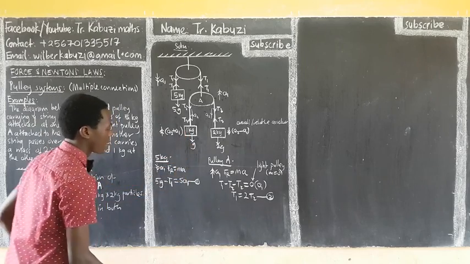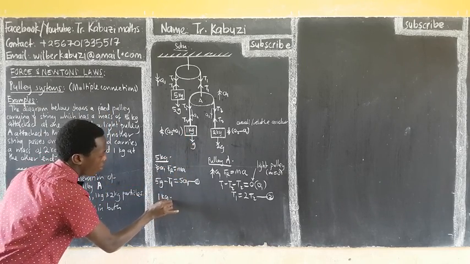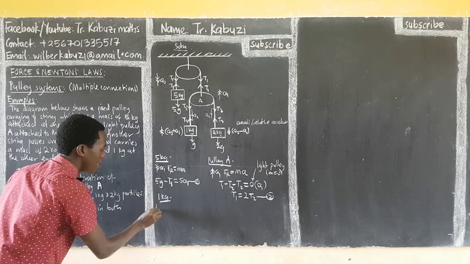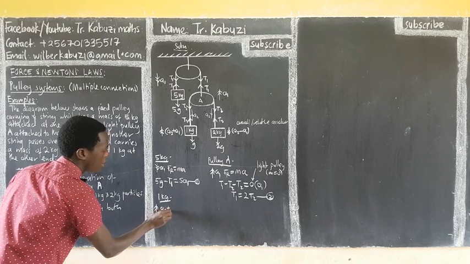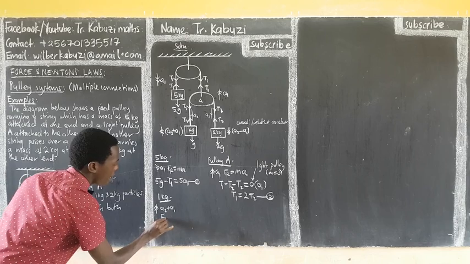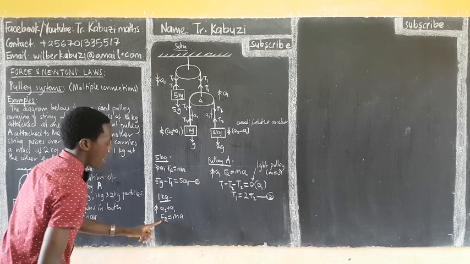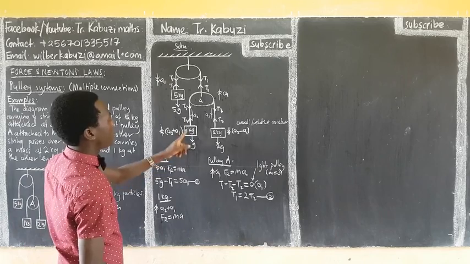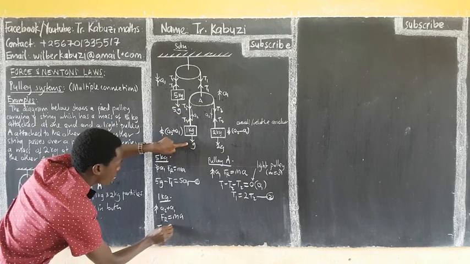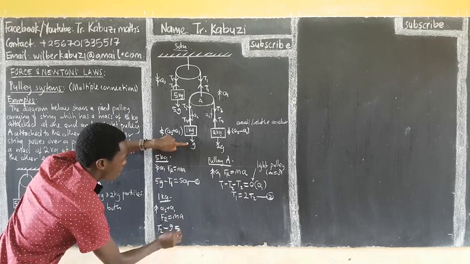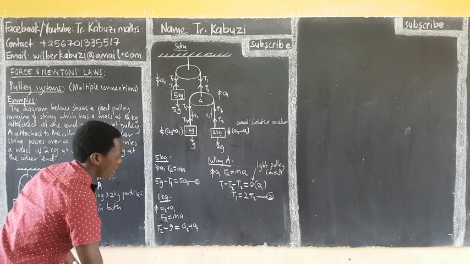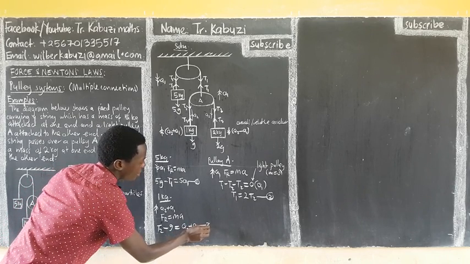Then I come now to the 1 kilogram mass. You see, its acceleration is upwards, so its acceleration is going to be a2 plus a1. Considering resultant force equaling to MA, you see it's moving up, so it's going to be T2 minus the opposite force, which is g, equaling to the mass, which is 1, times the acceleration, which is a2 plus a1. As simple as that. So I call this equation 3.